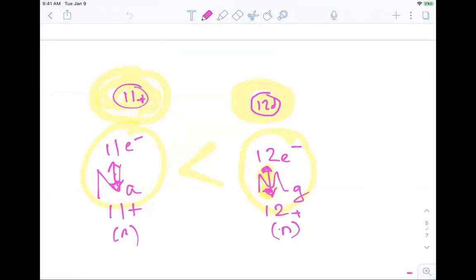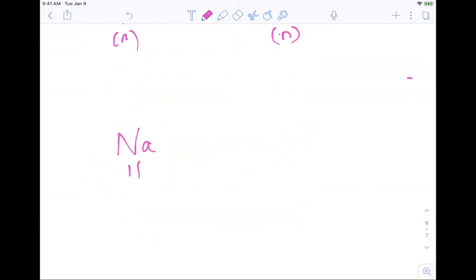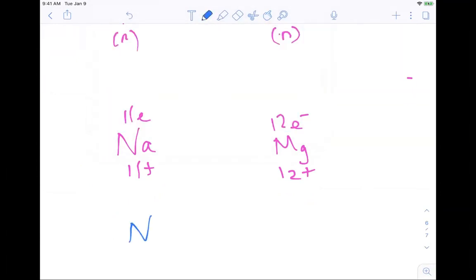So let's go to a new sheet. And let's use the same two things. Sodium. Sodium has 11 protons and 11 electrons. Magnesium, 12 protons and 12 electrons. And now let's talk about the ions that those guys make. Sodium plus 1 has 11 protons and how many electrons? Come on, you math geniuses. If I lose 1 electron, how many do I have left? 10 electrons.